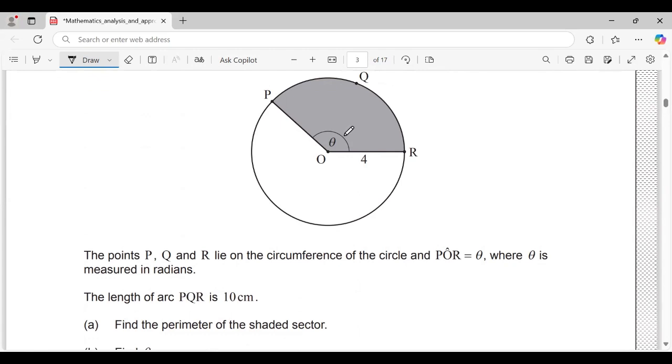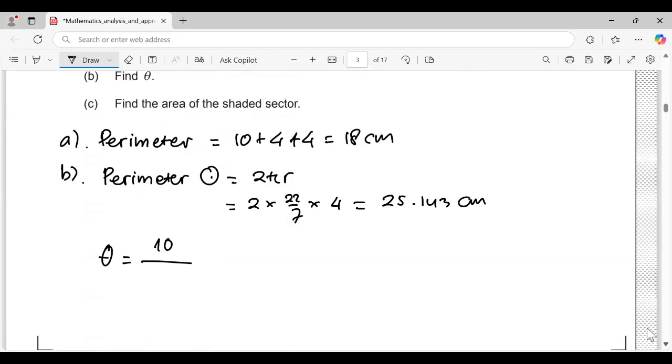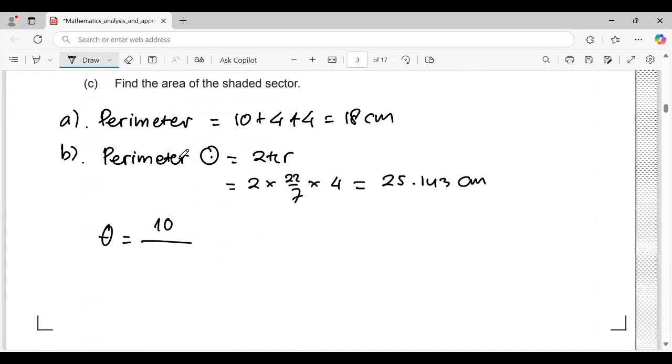Because this is theta, so PQR divided by 360, it's 10 divided by, no, not 360, but 25.143, okay, multiply 360, because in degrees. So if you calculate, the result is 141.565 degrees.